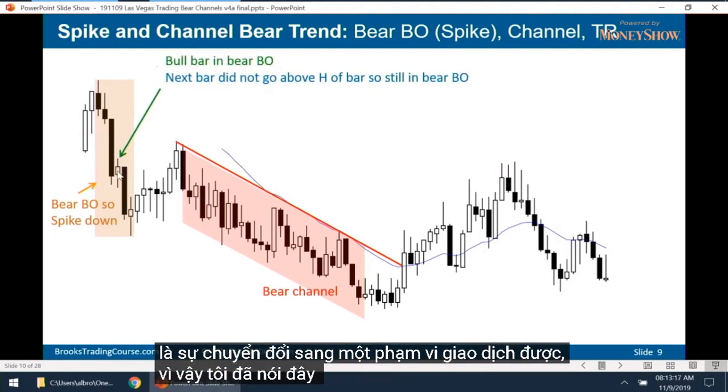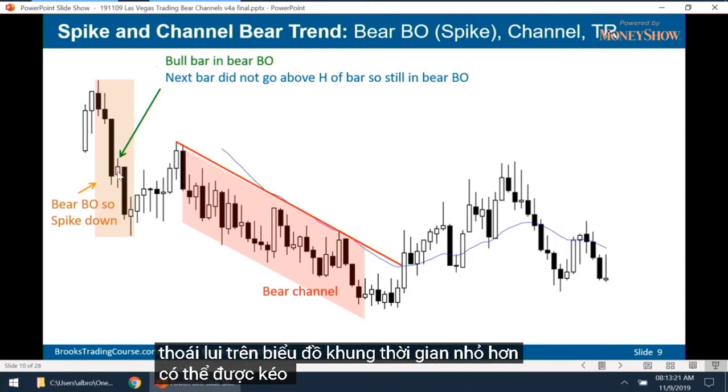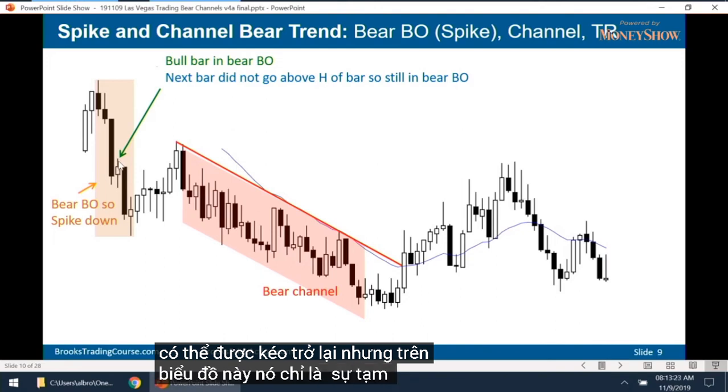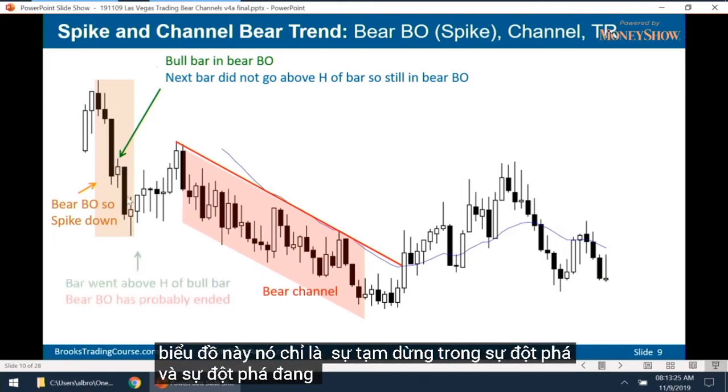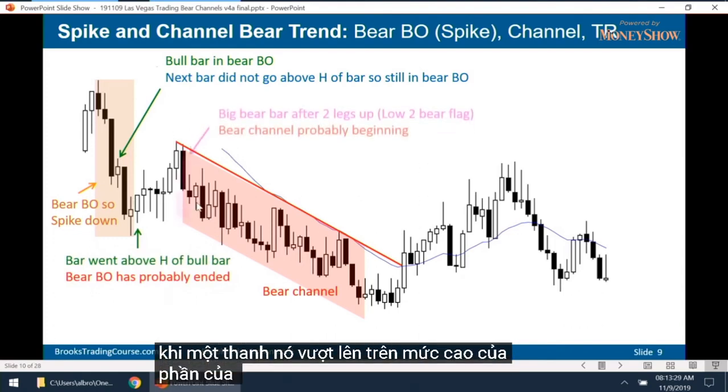Okay, so I said this is a pause and not a pullback. On a smaller time frame chart, there might be a pullback, but on this chart, it's just a pause in the breakout, and the breakout is continuing. And then once a bar goes above the high of the prior bar, you have a pullback.